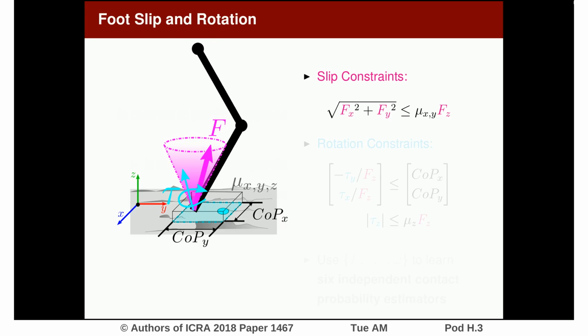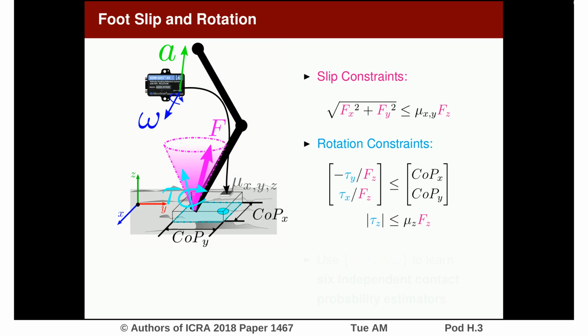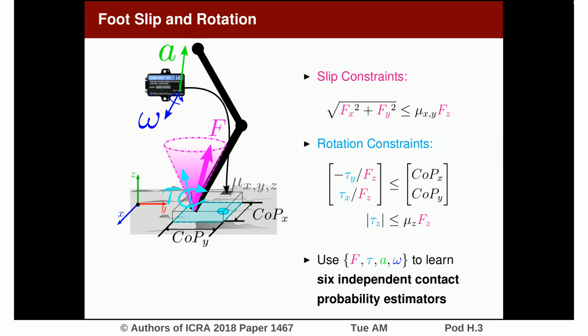So looking a little closer at the constraints that we talked about, slip constraints are governed by the reaction force and the coefficient of friction. Rotation constraints are governed by the center of pressure bounds and the full contact wrench. So the idea here is that we can add an IMU to the end effector that will tell us if the foot is slipping or rotating, and then collect data with the contact wrench and the IMU acceleration and angular velocity, and use this to perform unsupervised learning to come up with contact estimators for all 6 dimensions independently.